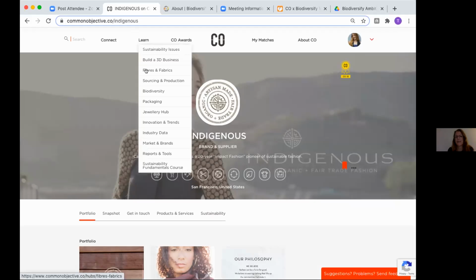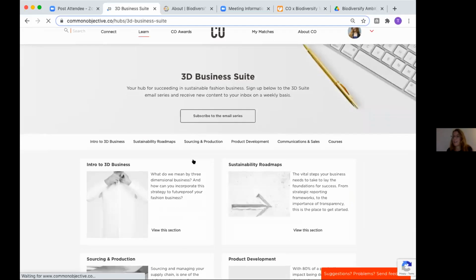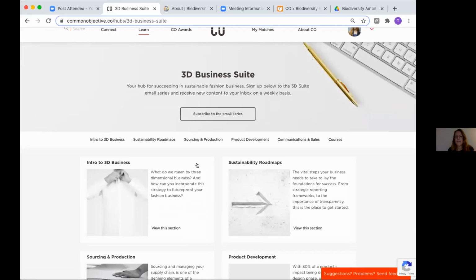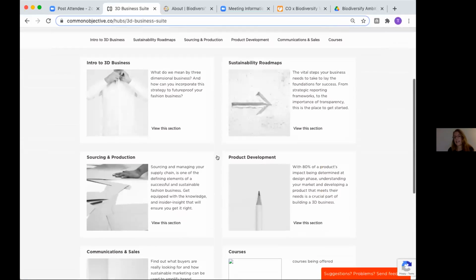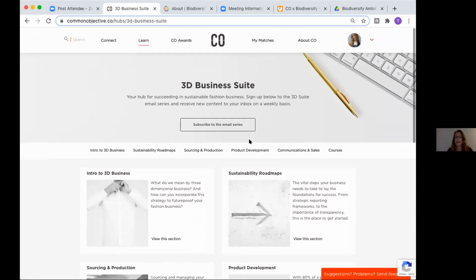Just to show you some of the other resources we've got in here, in a whole lot of detail. The sustainability issues will answer some of the questions that were raised around upcycling or recycling. I also call out the 3D business suite, because we have a roadmap around general sustainability for your business that you can also upload to increase the ranking for your business.